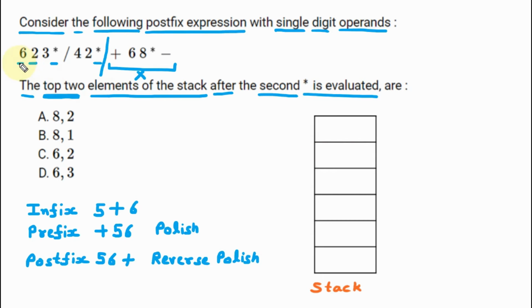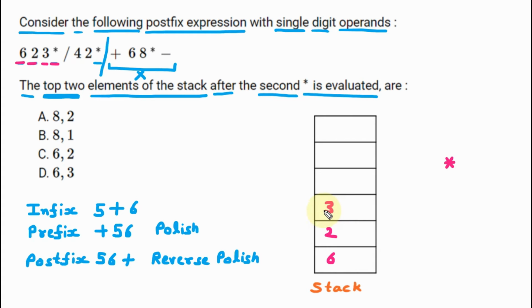The first element is 6. So whenever an operand is encountered, we have to push it inside the stack. So 6 will come inside the stack. Then afterward 2. So 2 will also be pushed inside the stack. Then is 3. 3 will also be pushed inside the stack. And next is the star. Star is the operator. So whenever an operator is encountered, we will take out the top two elements.